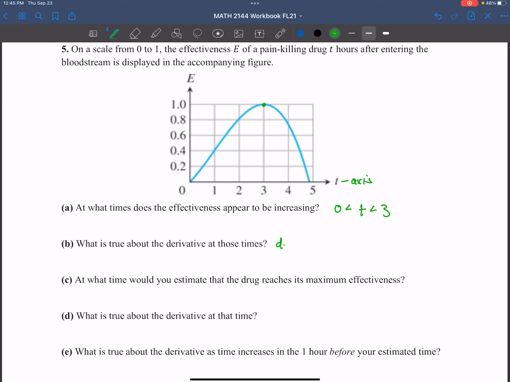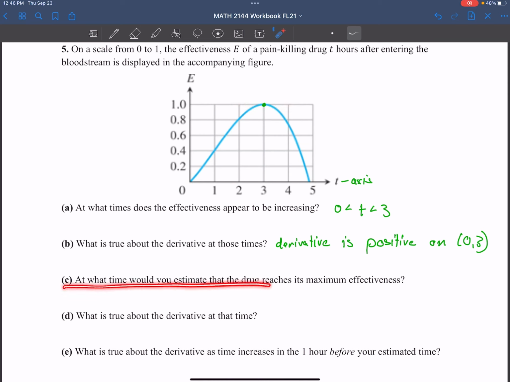So notice here that the derivative is positive on the interval 0 to 3. Because you can see up here, down here, the derivative is negative. Up here, the derivative is equal to 0.